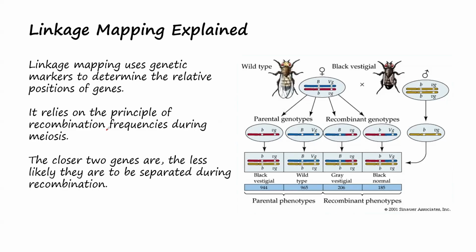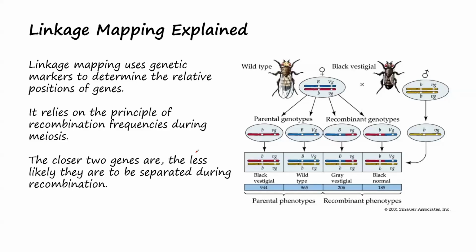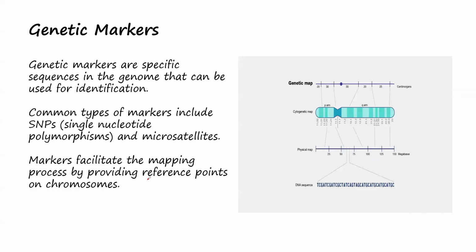If you have genes that are very close to one another, there is a likelihood that they cannot be separated during recombination. So it's only genes that are far apart from one another that can be inherited separately. Therefore, for genes that are far apart, there is a likelihood that they can be separated during genetic recombination.